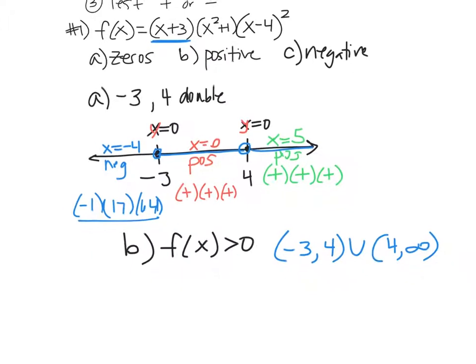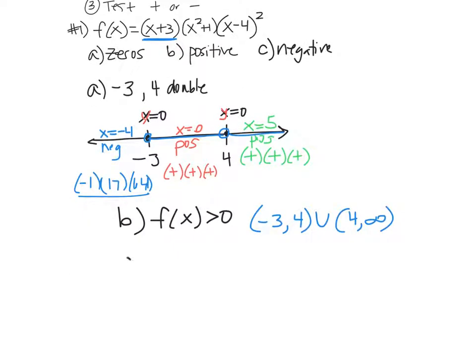Okay? Now let's look at letter C. Where is this graph, f of x, where is it less than 0? It's less than 0 from -infinity till -3, and that's it.